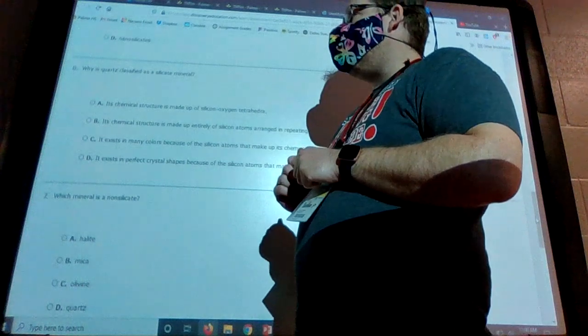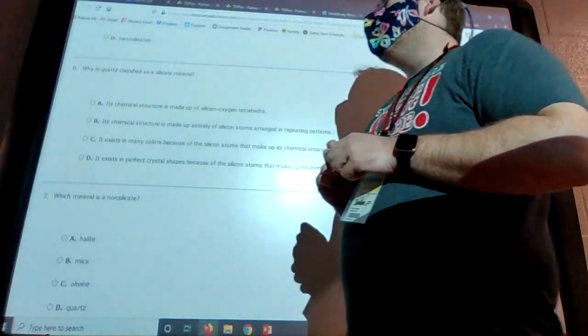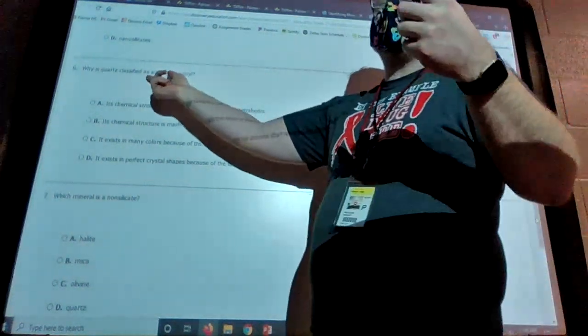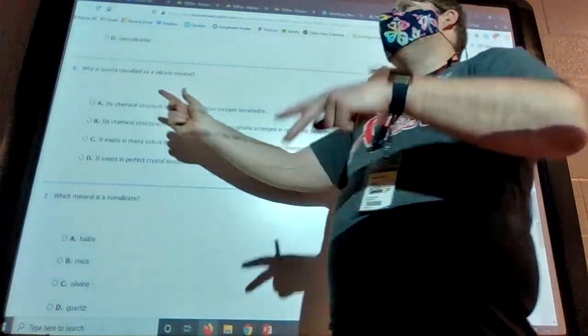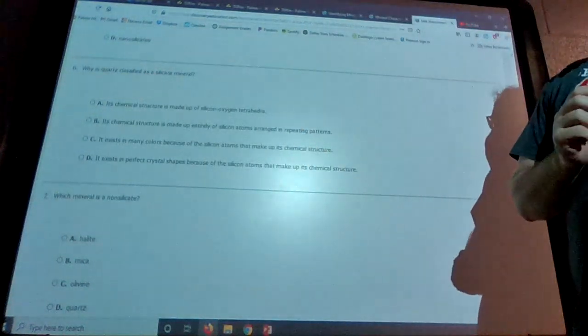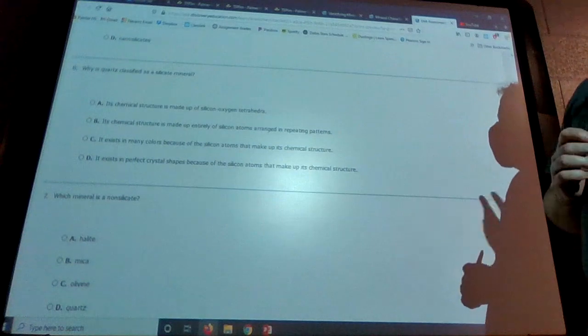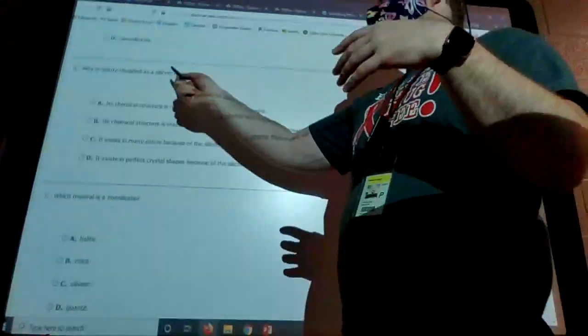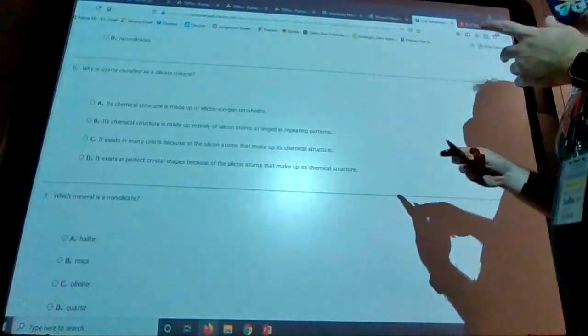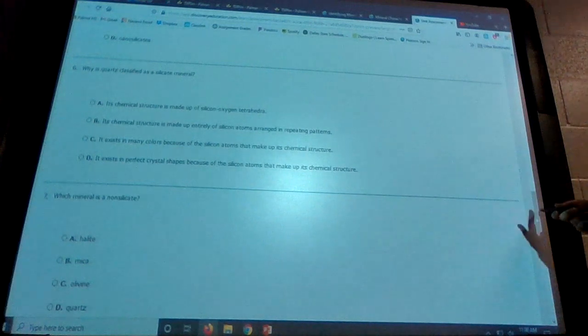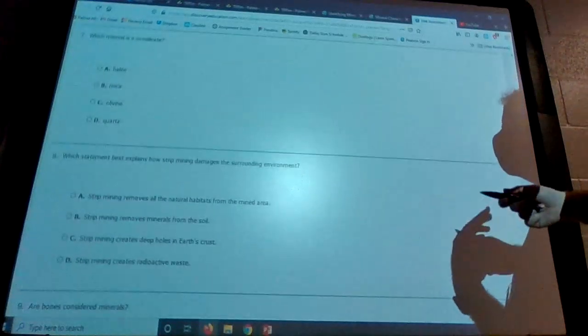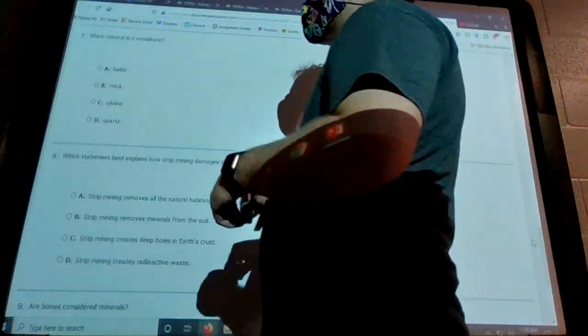Why is quartz classified as a silicate material? Again, all your silicates have to have that silicon oxygen tetrahedron. So one silicon, four oxygens. If it can build that, that makes it a silicate material. And so if quartz is classified as a silicate, that's the reason why. It has the silicon oxygen tetrahedron.